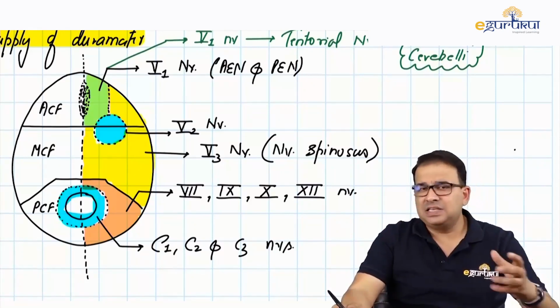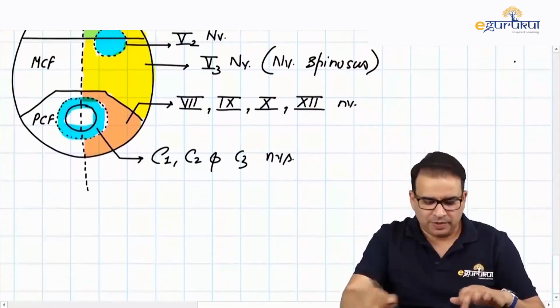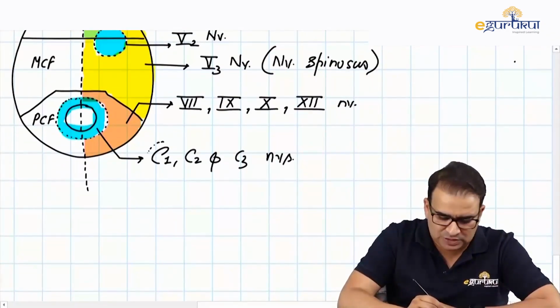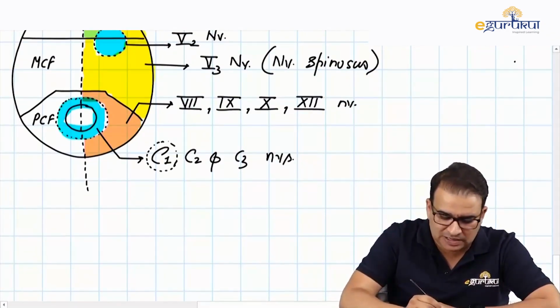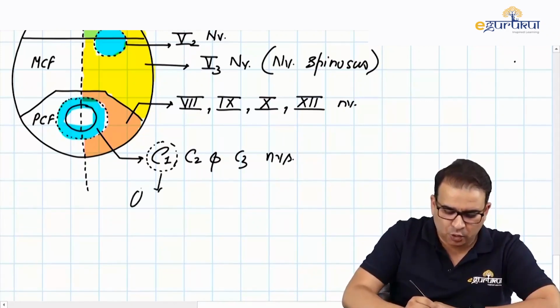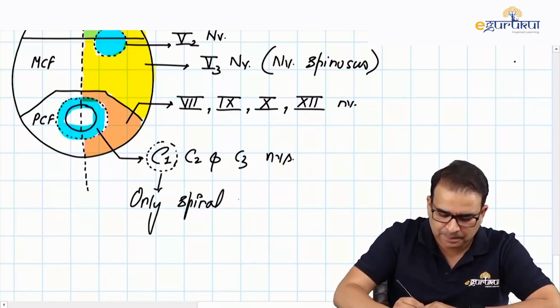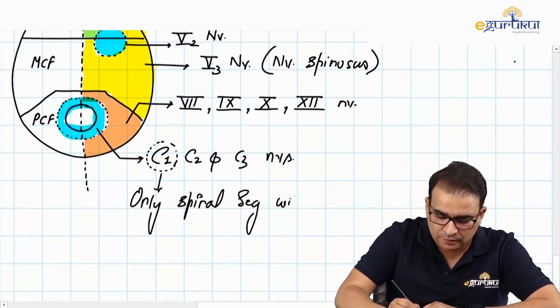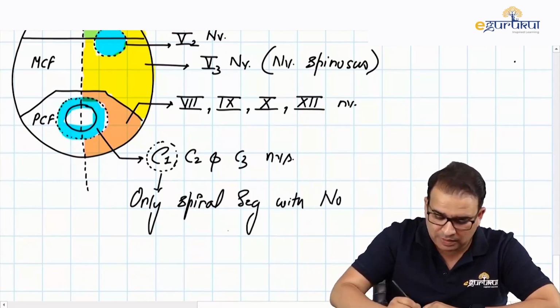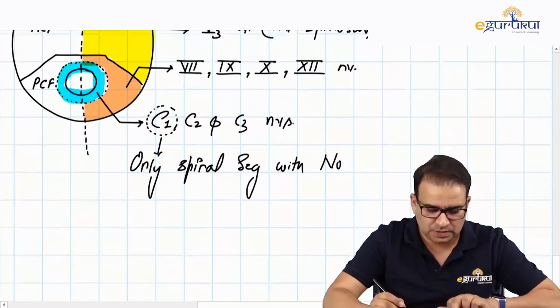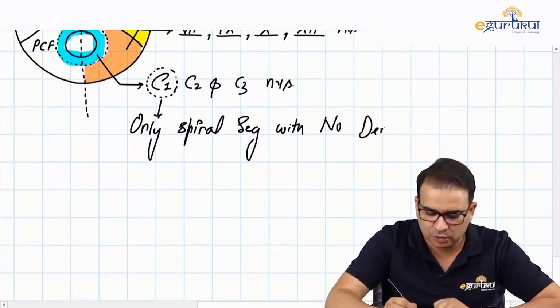And because I'm writing C1, I should tell you one more very interesting thing about C1. You know, C1 is the only spinal segment with no dermatomes. It's the only spinal segment with no dermatomes.